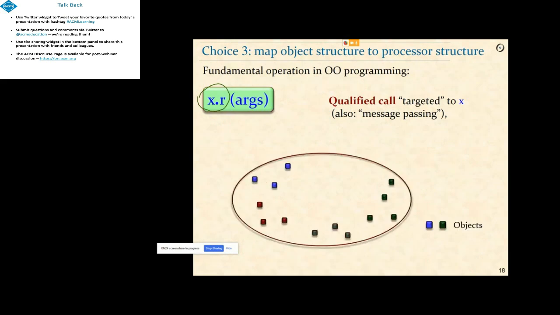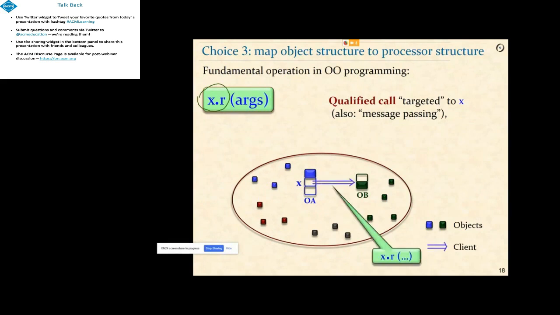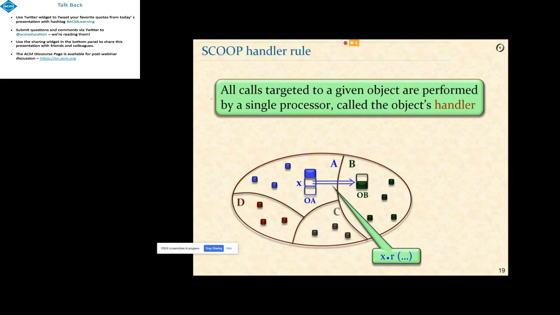So at execution time, we're going to have a set of objects. For example, OA is one of these objects, OB is another one, and on behalf of OA, we will execute things like x.r, where x, for example, is a reference to the object OB. This is the essence of object-oriented computation. What's going to change, at least in SCOOP, is that we are going to have, as we just saw, a number of processors, and each object is going to be associated with a certain processor. So we divide objects into a partition, into regions, each region being in a one-to-one correspondence with a processor.